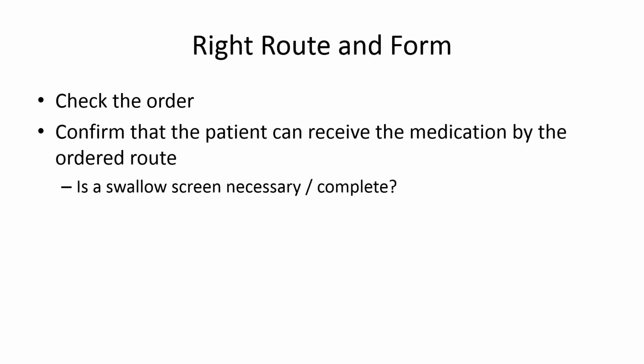The right route and form. Check the order to determine what route the medication is supposed to be given. Pain medications like morphine are available in oral and injectable forms. Morphine can be given as a pill or an elixir orally, and as an injectable that can be given either intramuscularly or intravenously. Also consider whether the route is appropriate for the patient.